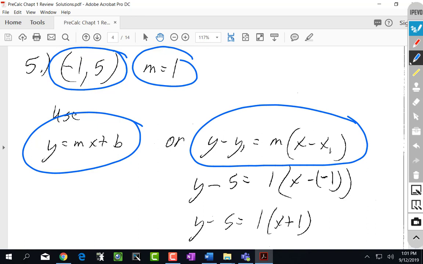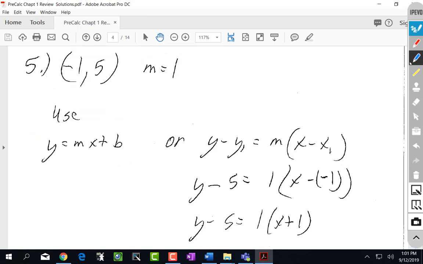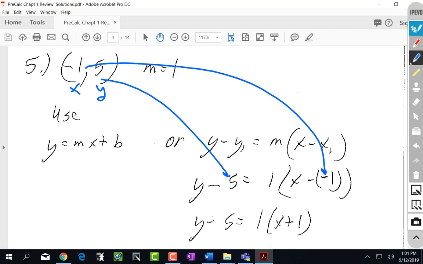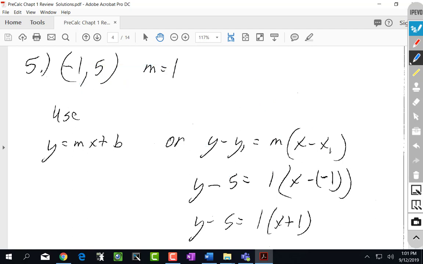I'm just going to go ahead and use the second one right here, because here is my y value that goes in. So remember, this is your y. This right here is your x. Your negative 1 is your x. So I'm going to substitute that in, negative 1. And then here's my slope, which equals 1. Substituting that in and simplifying it down, I've got y minus 5. x minus minus 1 makes that an x plus 1.